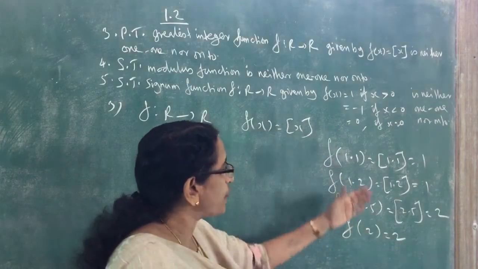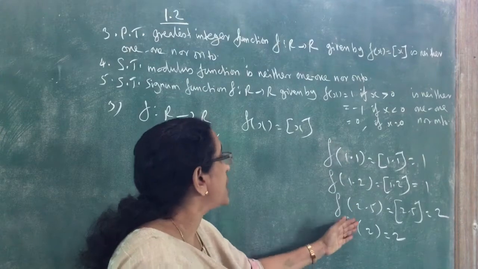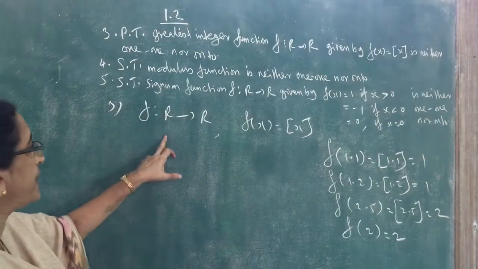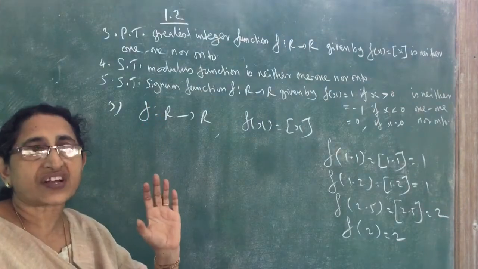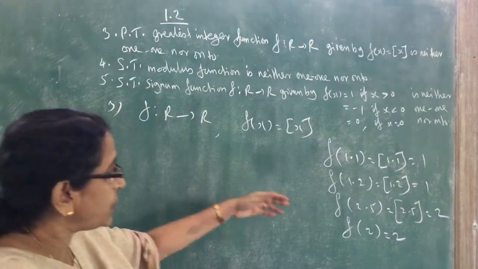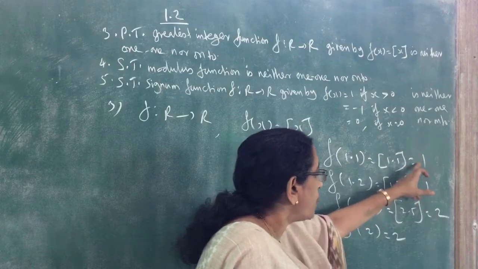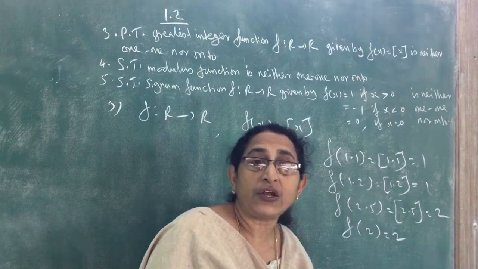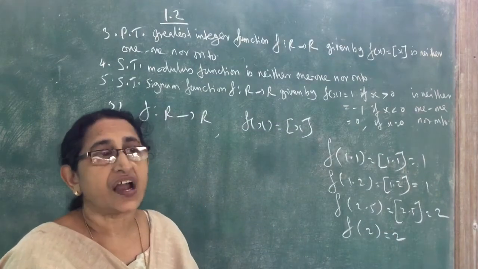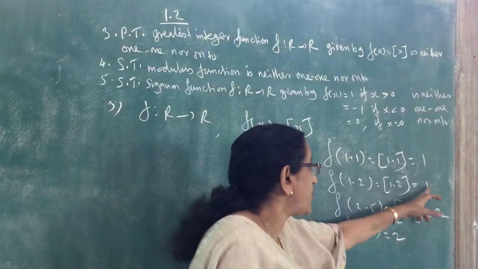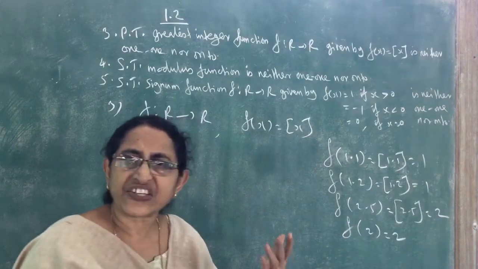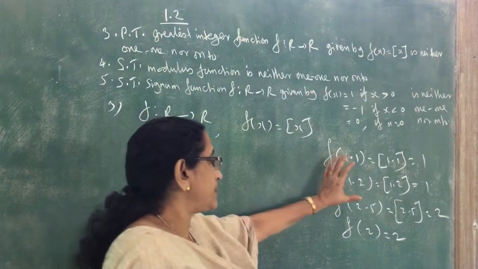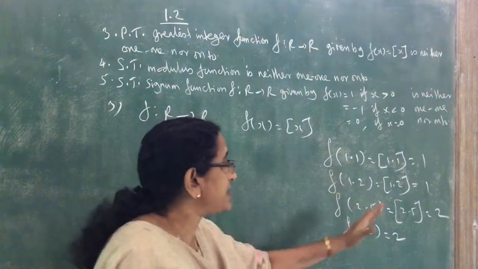Now see the value of the function for different values of x. For every x belongs to the real numbers, the value of the greatest integer function is defined. And see the values of the function: 1, 1, 2, 2, etc. So the value of the function, or the images, are always integers. See 1, 2, 3, etc. So f of negative 1 is negative 1. So negative integers also will be there. So the value of the function is always an integer.